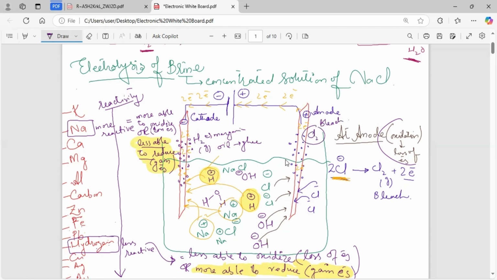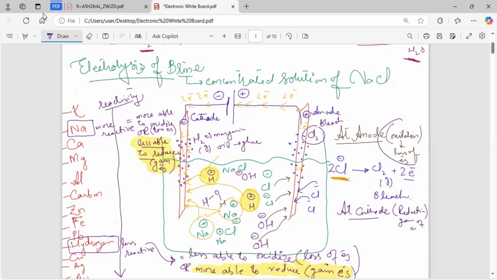Now, what type of ions are still left in the solution? Tell me, please. So Na positive and OH negative. Yes, excellent. Let me write the reactions at the anode and cathode as well. At the cathode, what will happen? Of course, a reaction will happen.